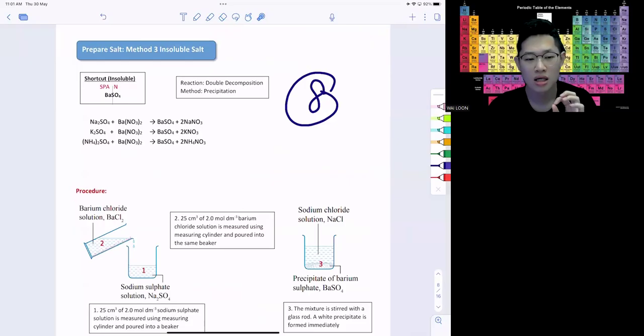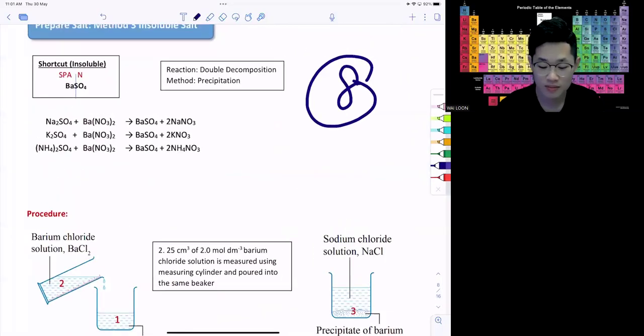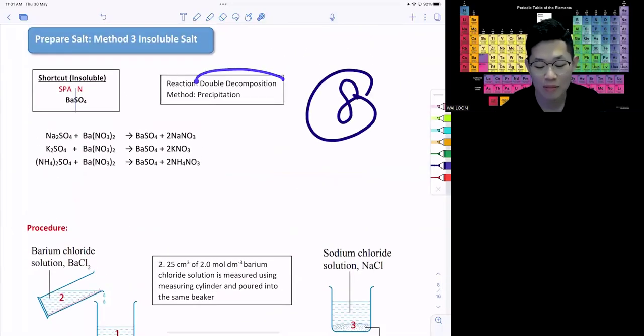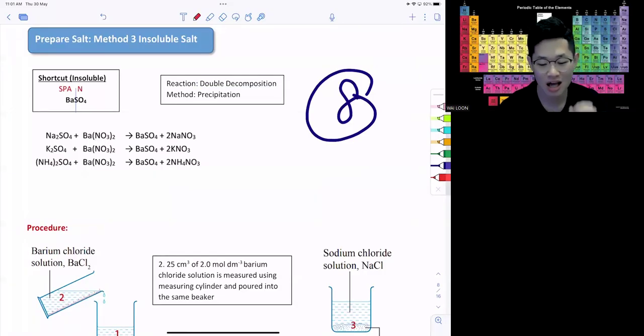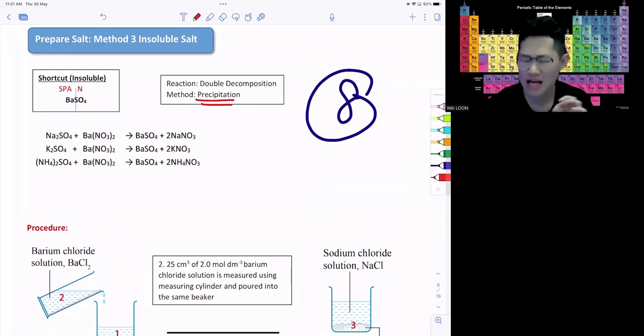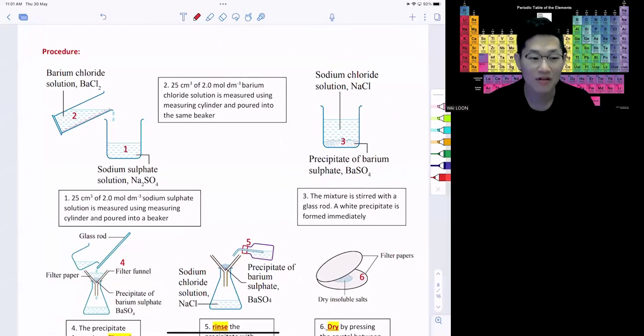Insoluble salt. Okay, insoluble salt. The reaction is called double decomposition reaction. The method can be known as precipitation. So this one has a method. Precipitation. So here, what are we going to do?